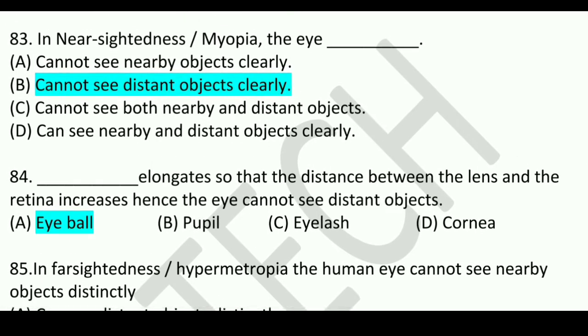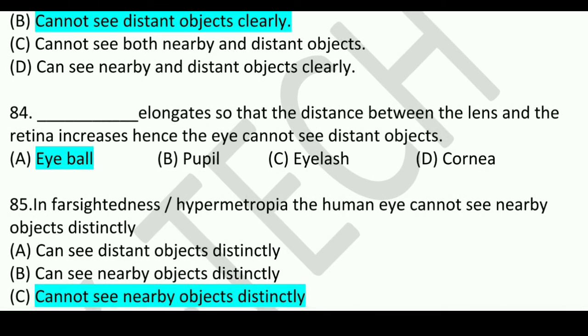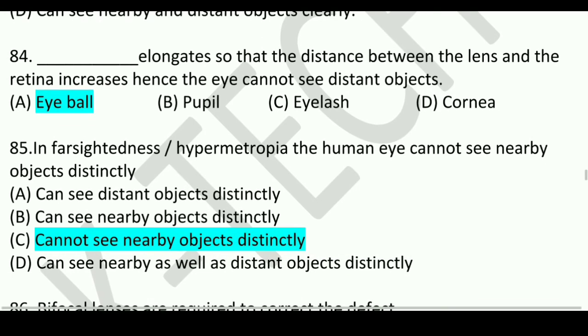In nearsightedness or myopia, the eye dash. What happens in myopia or nearsightedness? The eye cannot see distant objects clearly. Dash elongates so that the distance between the lens and the retina increases. Hence, the eye cannot see distant objects. Yes, the eyeball elongates.